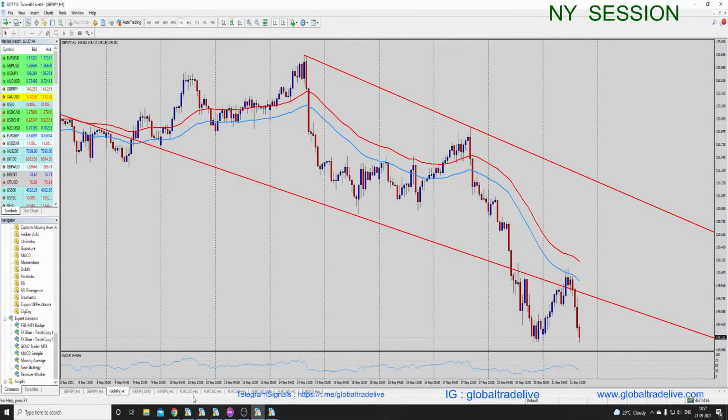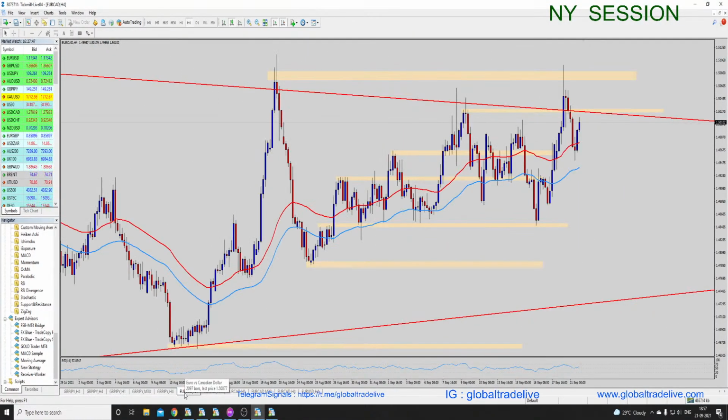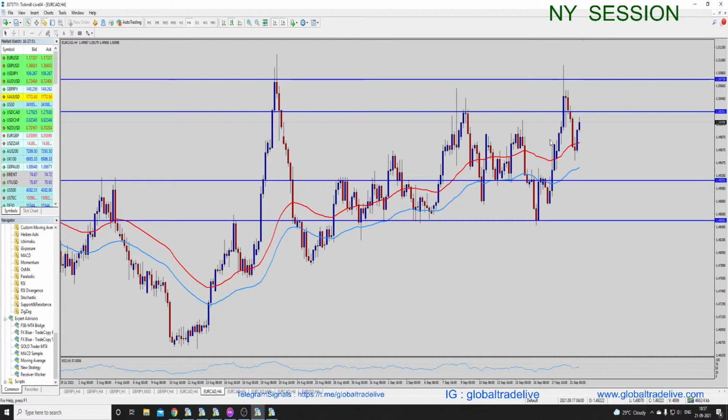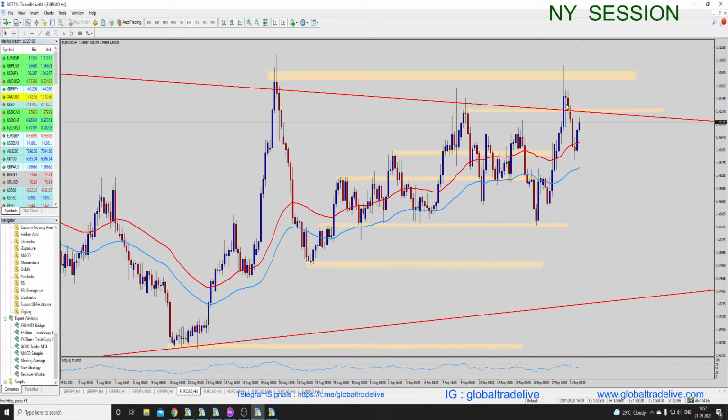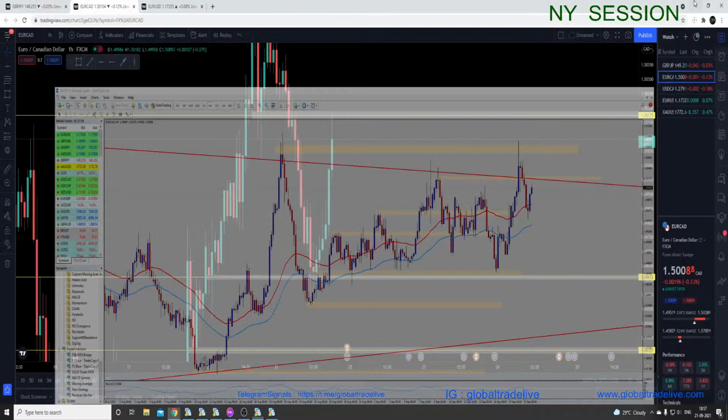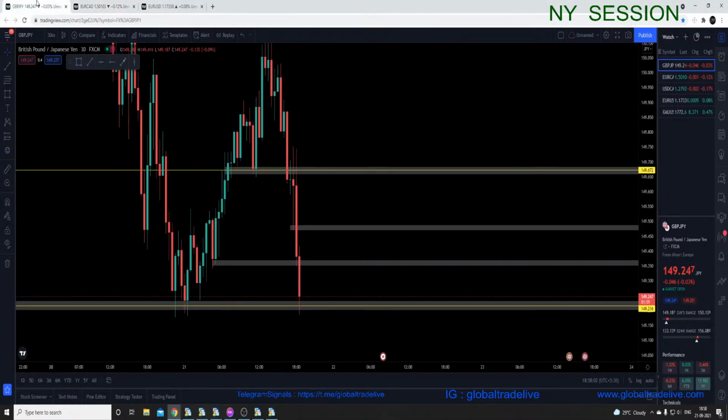Let's have a look at the bigger time frames. I'm thinking that the bigger time frames will also be rejecting these prices over here, and it should be reversing back from this point. But let's see at the time of NYSE open.